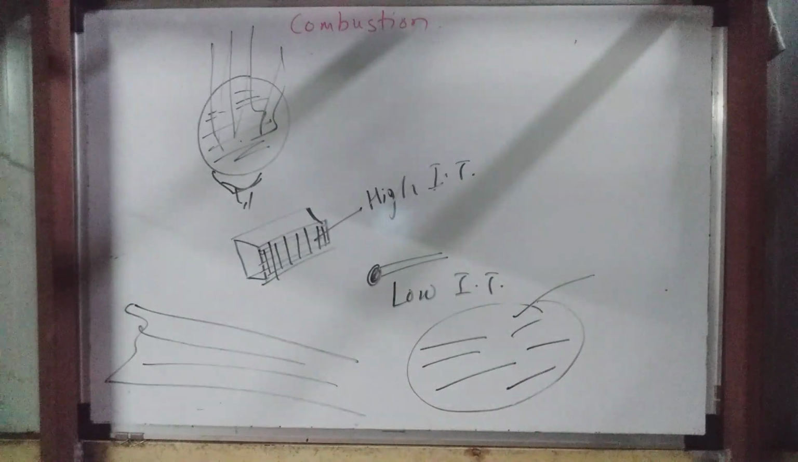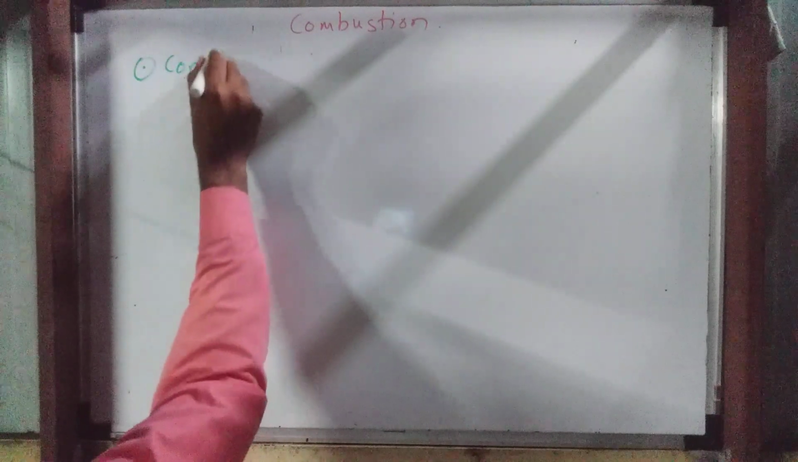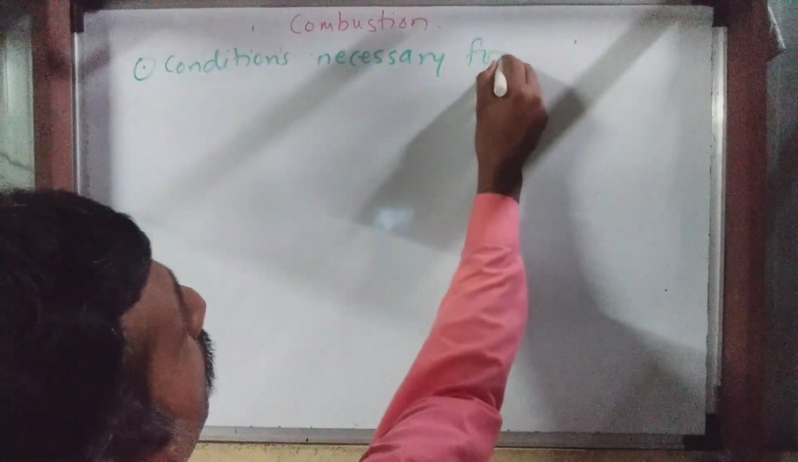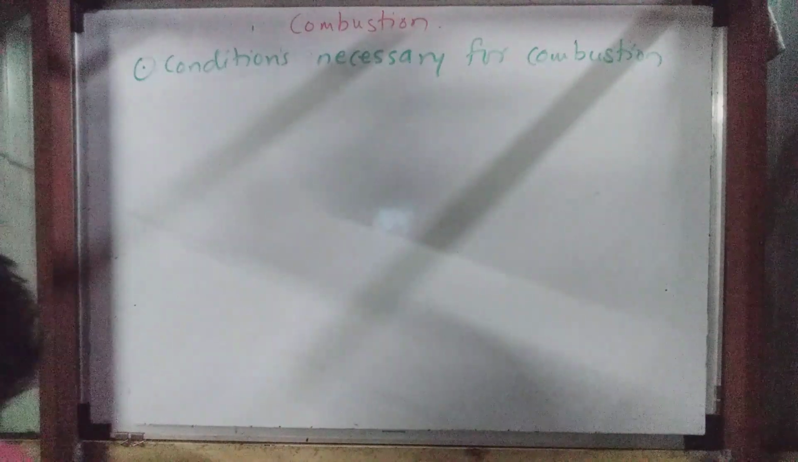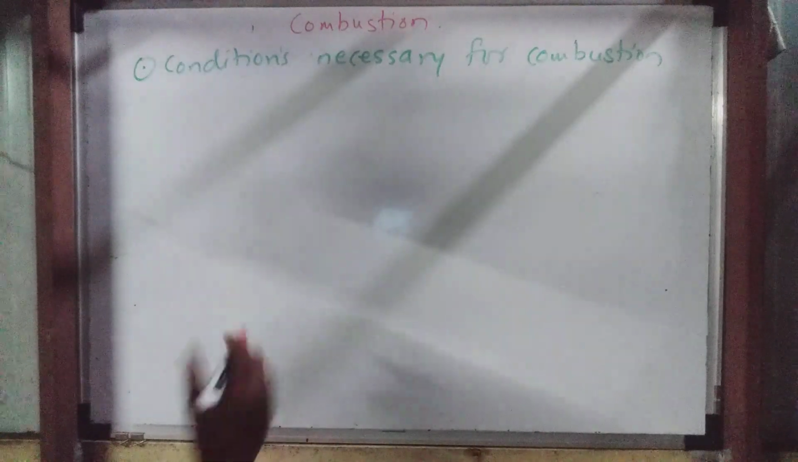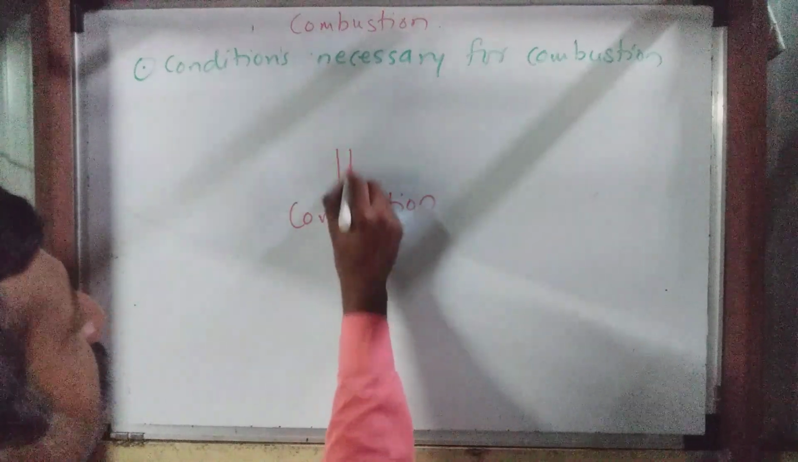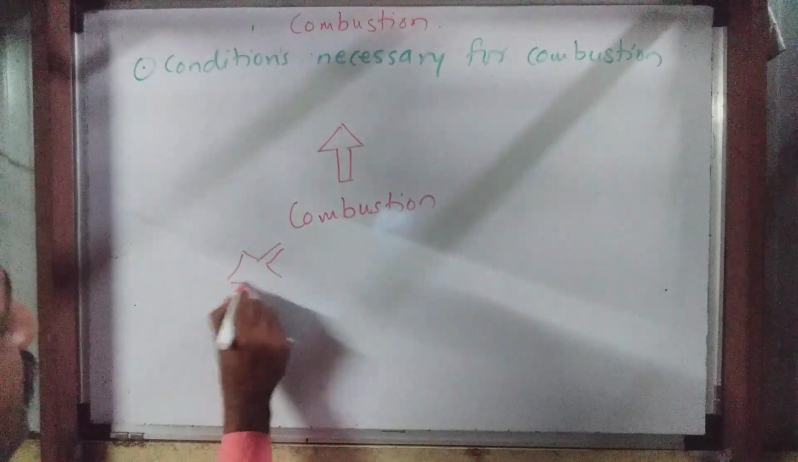Students, one thing I forgot to tell, but it is basic, let me tell you. It is about the conditions necessary for combustion. Let's see the next heading: conditions necessary for combustion. What are the three requirements to bring about combustion? So here I'll write combustion. When combustion is possible, there should be three things. I'll show the arrows. Which three things are required?